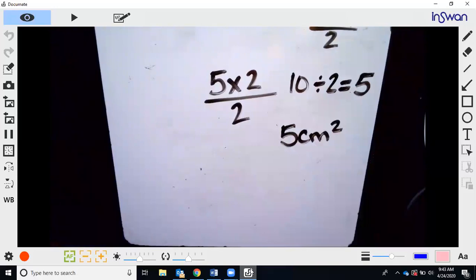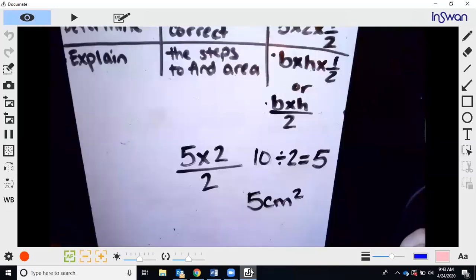So you can do it base times height times half, or you can do it base times height divided by 2. Either way works. Then you have to look back. Was he correct? No, he was not. And why was he not correct? You need to explain the steps to finding area. Make sure that you fill everything out in complete sentences, and make sure you show all your work for that ERQ.